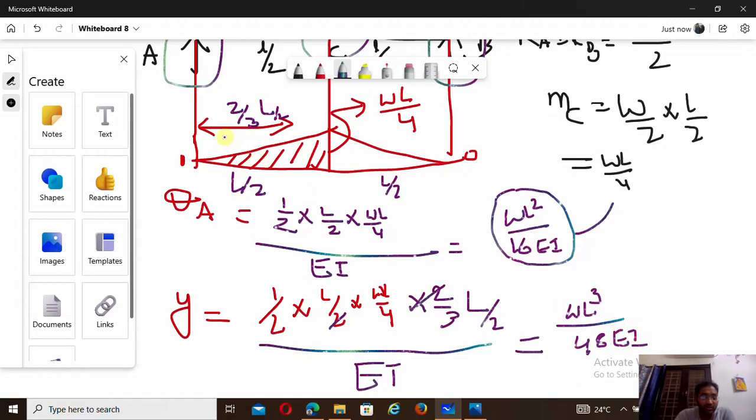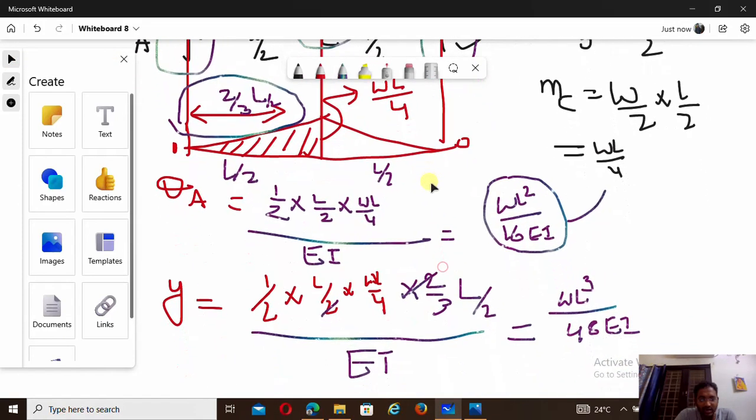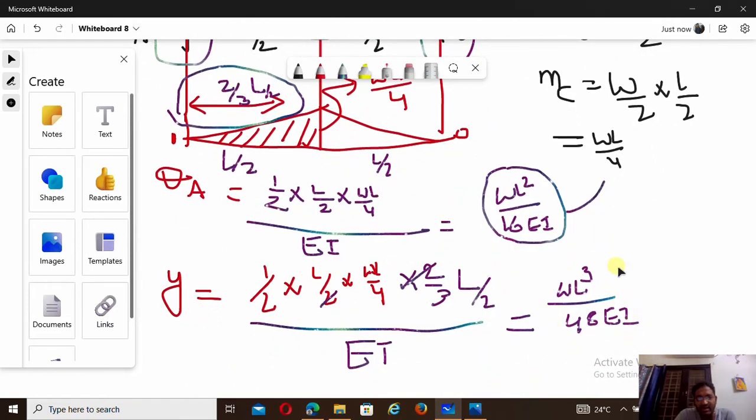For a simply supported beam, you have to consider the centroid from the ends only. You should not consider it from the center. Just keep it in mind. In a simply supported beam, maximum slope occurs at the supports and maximum deflection occurs where the load is acting. In this case, maximum deflection occurs at the center. That's why maximum deflection at the center is WL cube by 48 EI.